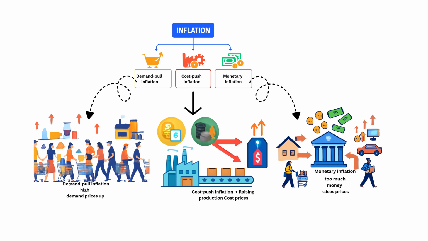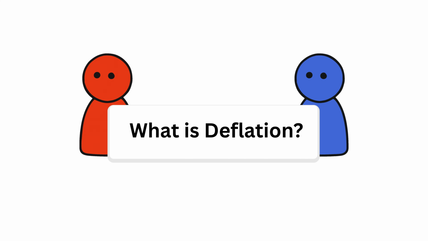Monetary inflation. When there is too much money in the economy, people have more to spend, which increases demand and raises prices. Central banks may inject more money into the economy to stimulate growth, but this can also lead to inflation if not carefully managed.